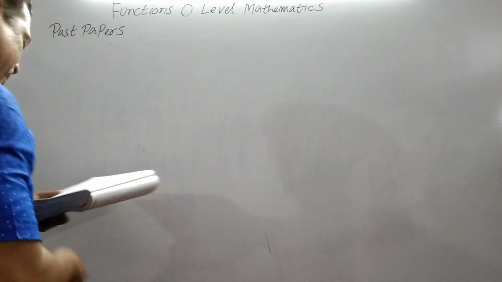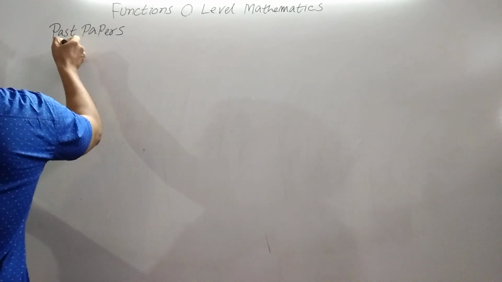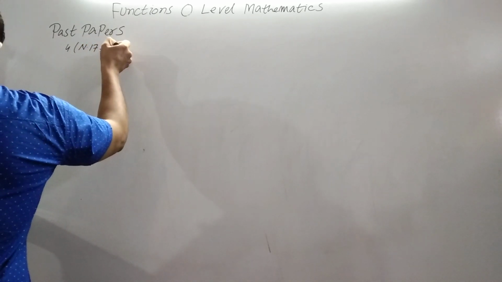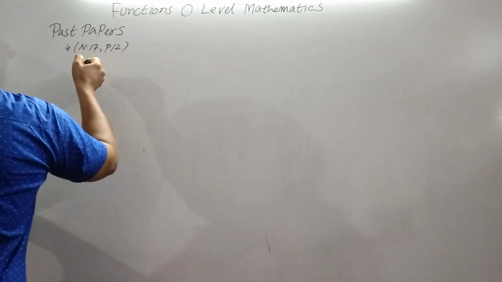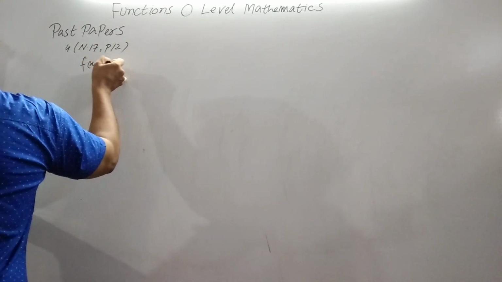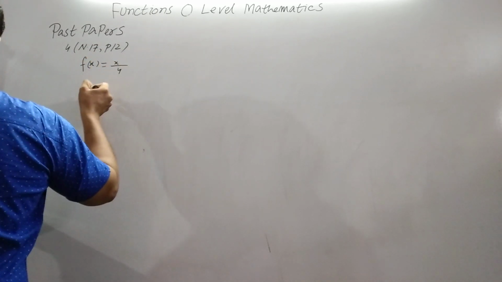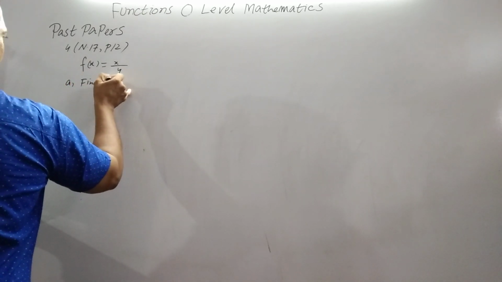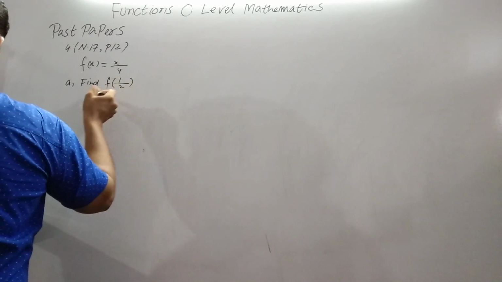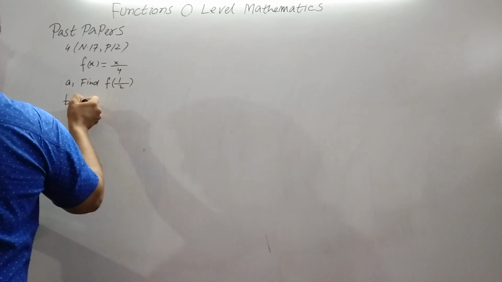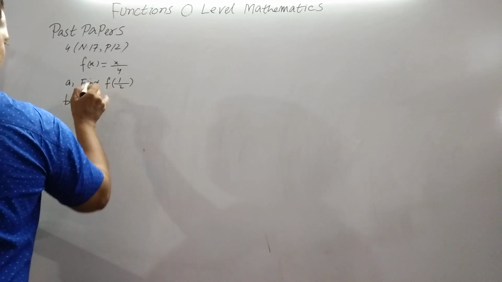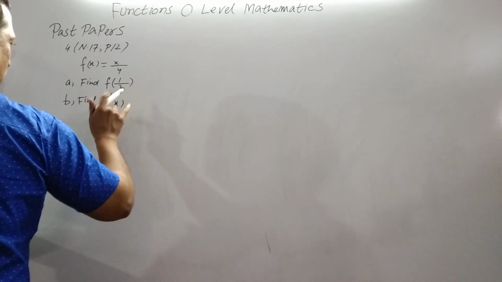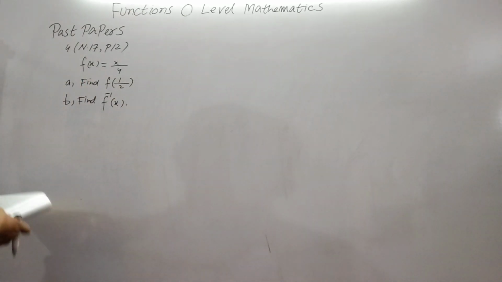November 2017, question number 4, November 17, Paper 1-2. Given that f(x) = x/4. Part A: find f of 1/2. Part B: find f inverse x. Very easy.